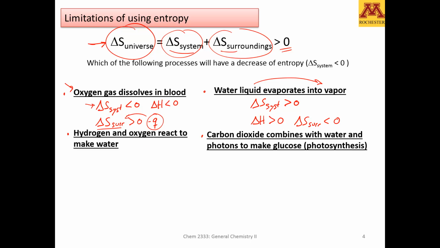Last one: hydrogen and oxygen react to make water. If you see, we have 1.5 molecules that become one. The entropy of your system should be negative, because you go from 1.5 molecules to just one. You decrease the number of molecules, so the entropy of the system should be negative. This means that for the second law of thermodynamics to be true, the entropy of the surroundings has to be positive, and more positive than the change in entropy of the system is negative, so that again the entropy of the universe is positive.